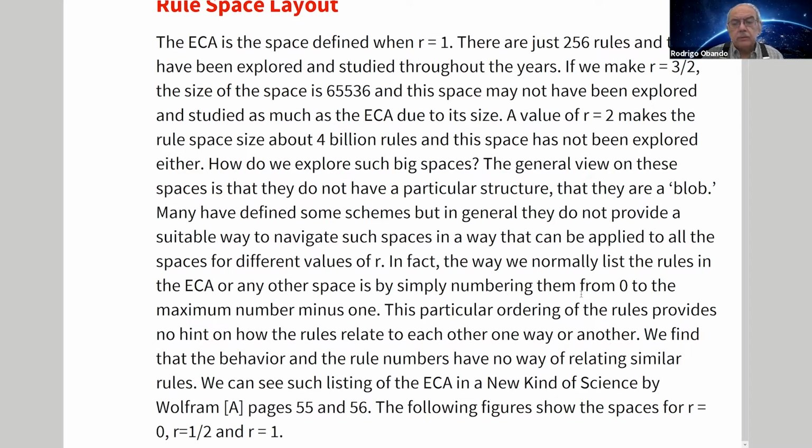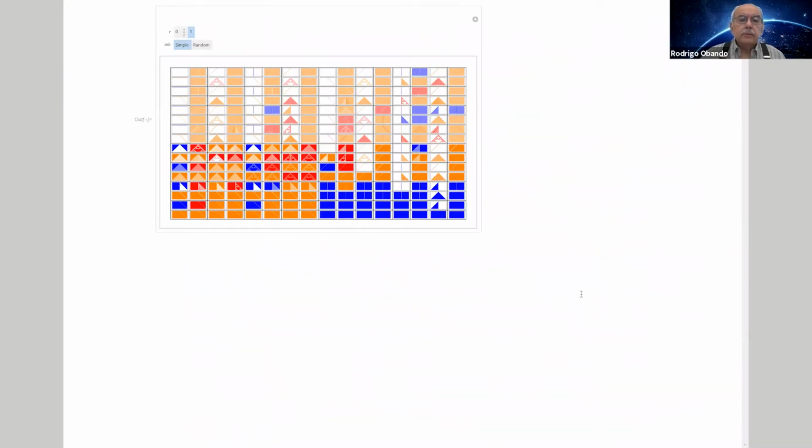And we can see this in many places, such as the NKS book by Wolfram, pages 55 and 56. You will see they show you pictures of that, where the rules are just numbered 0 to 255. And this particular Manipulate shows, for 1, from 0 all the way to 256. So we can go for each one of these: 0, 1, 2, 3, 4, 5, 6, 7, etc. And they will be in order.